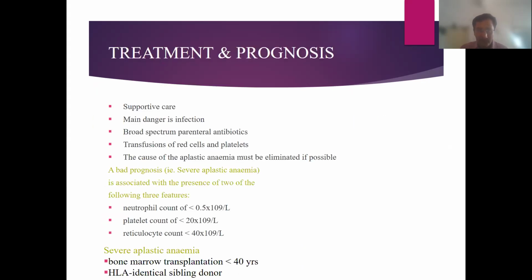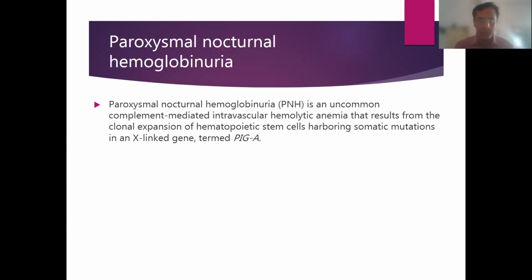Next is the treatment part. Supportive care, we will take broader spectrum antibiotics. We will take, for now, severe aplastic anemia: bone marrow transplantation. We have to do it in this. A bad prognostic sign of severe aplastic anemia is associated with the presence of a 2-year follow-up. Sometimes we have to do it in this.